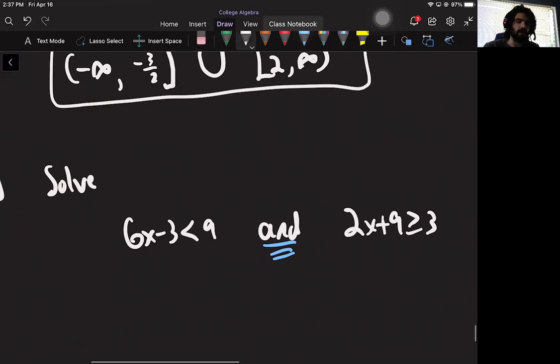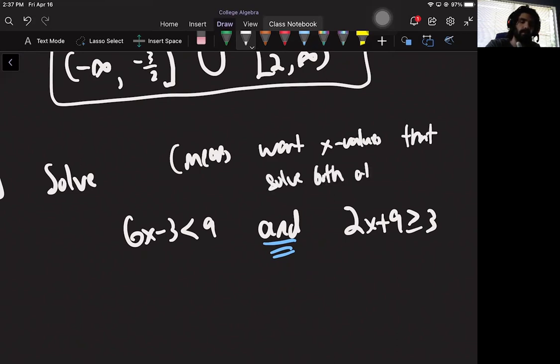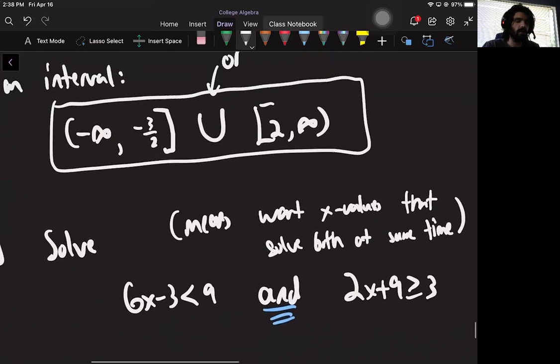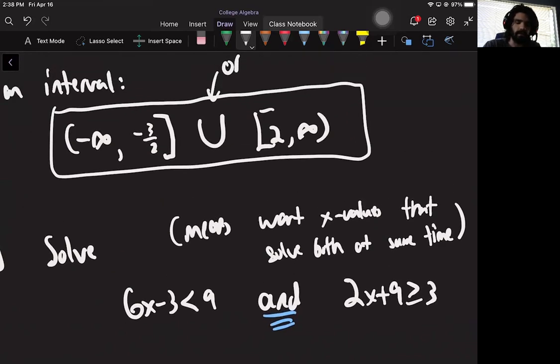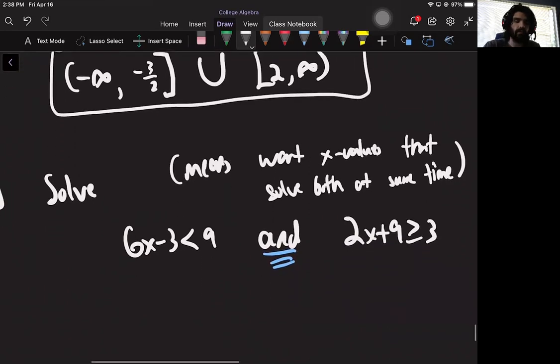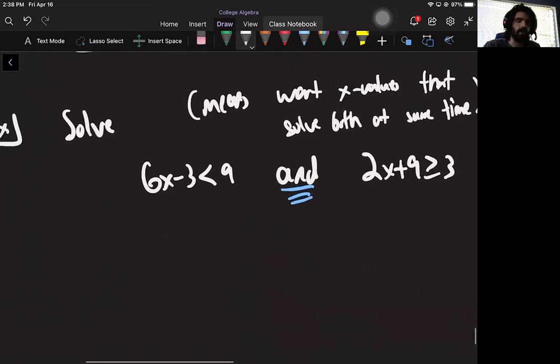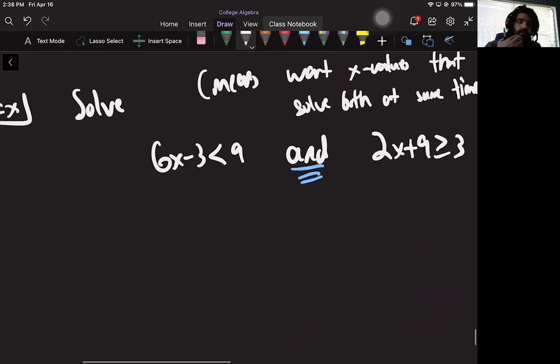Now what this is secretly saying is that we want x values that work for both at the same time. So solving one is not good enough. That's what or is for. Or says you could solve either one and that's cool. That counts as good. But for and, we only want the x values that solve both at the same time. If you solve one but not the other, that's not good enough. So what we're gonna do is we're gonna solve both and then put them together.